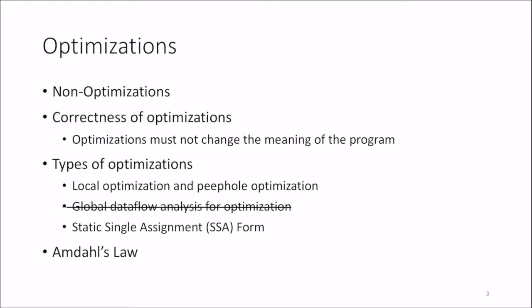So the first thing we'll look at is non-optimizations. We look at correctness and make sure that optimizations don't change the meaning of the program. This is quite hard.